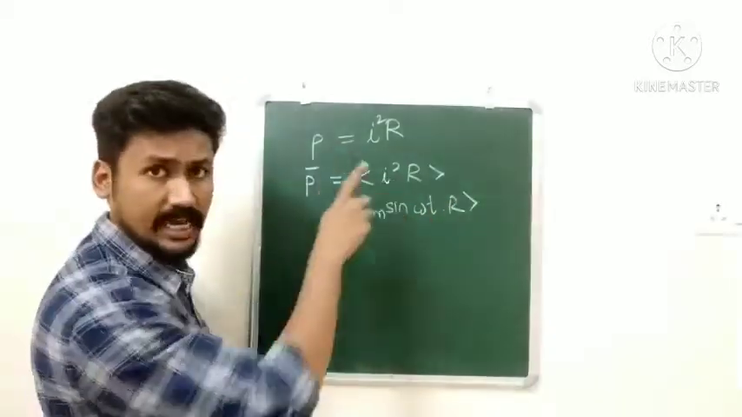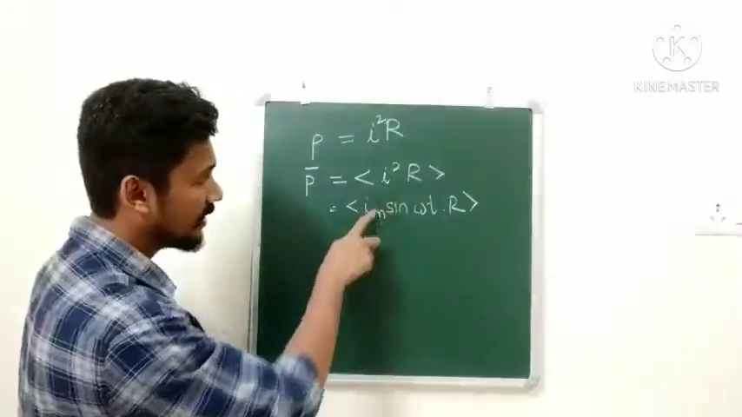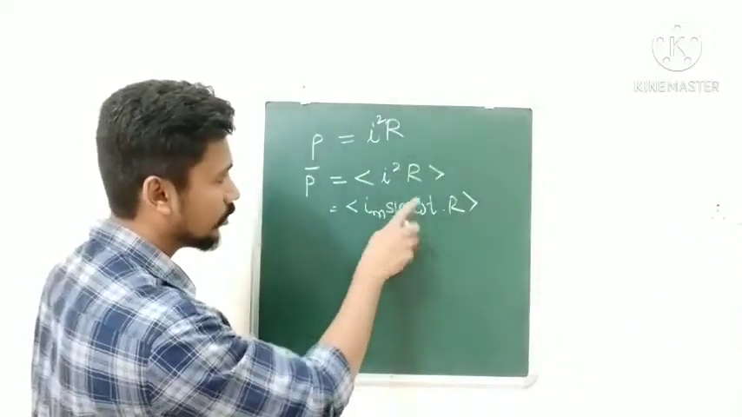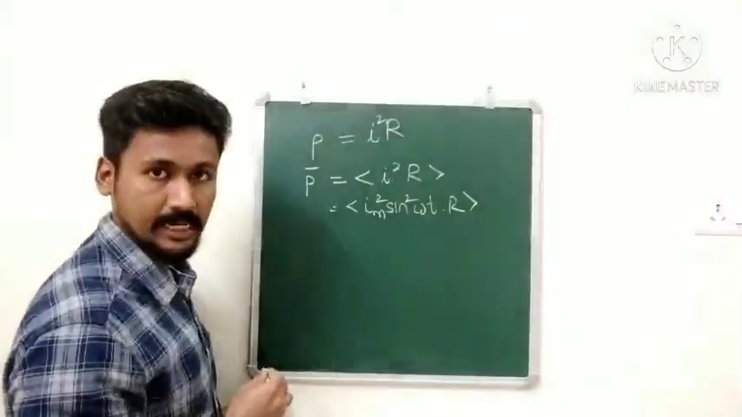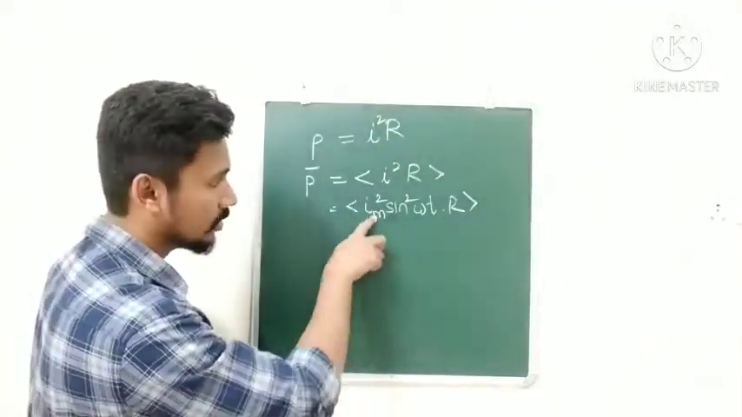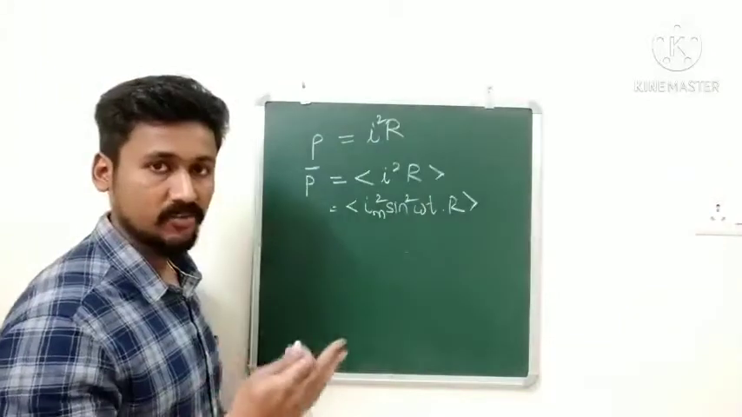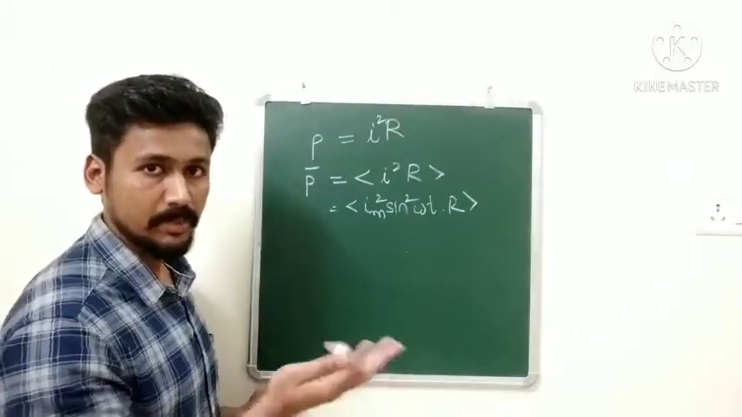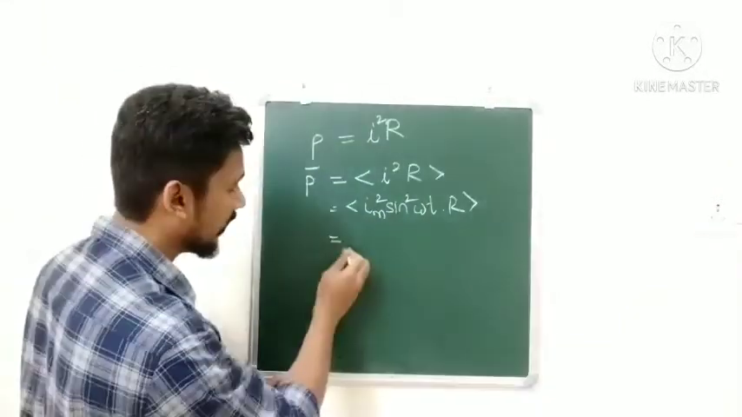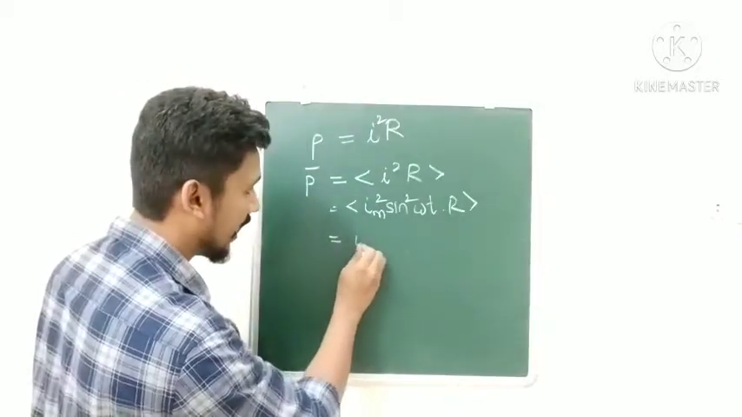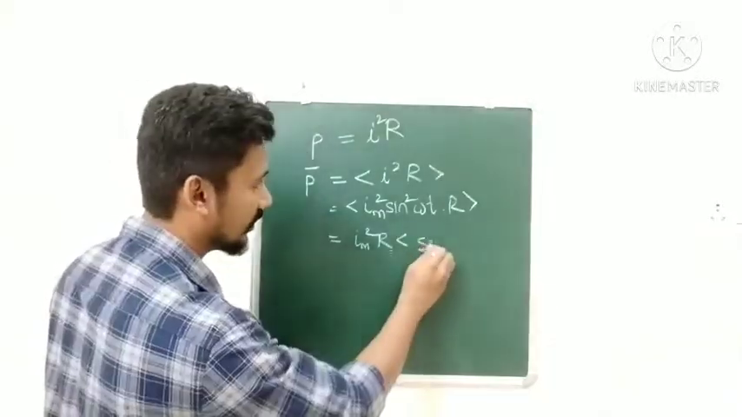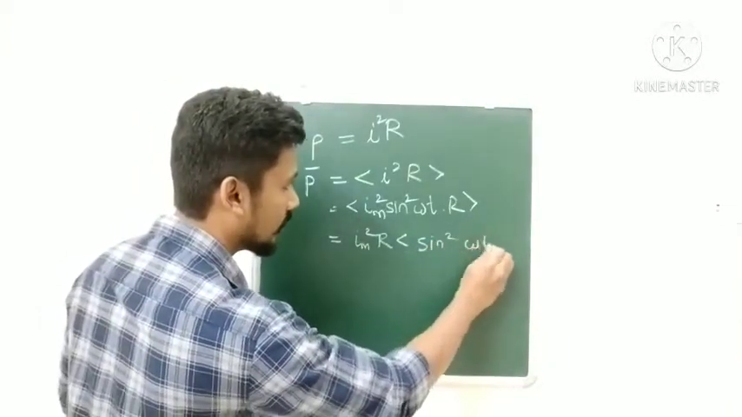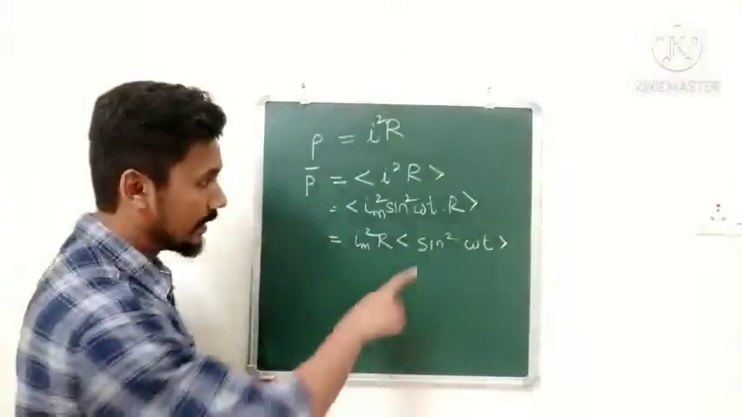Again, this I is from the previous AC supply, where we have written I as Im sine omega t. So we get Im square and sine square omega t, times R. Now, Im is a constant and R is a constant, so their average value will be the same. It won't change. So we take Im square and R outside, and only the average of sine square omega t remains.